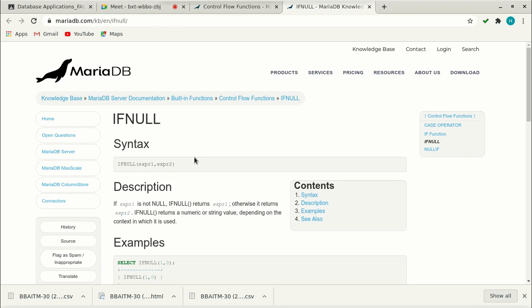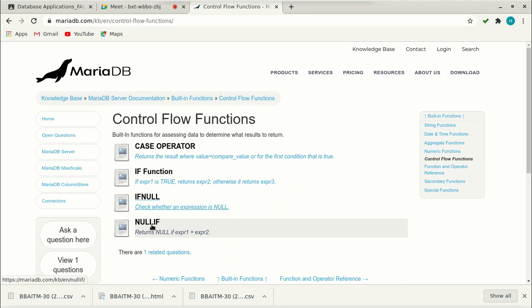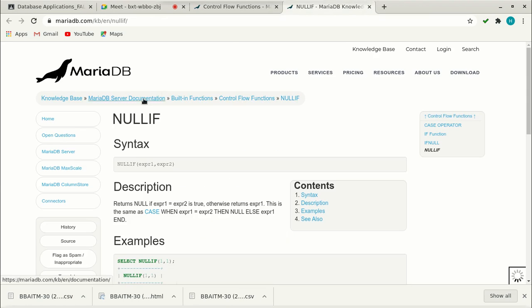And the last one is NULLIF. This is basically a condition. Returns null if expression 1 equals expression 2 is true, otherwise returns expression 1. This is the same as CASE WHEN expression 1 = expression 2 THEN NULL ELSE expression 1. Okay, so basically this function compares the value of expression 1 with expression 2. If both the values are same, it returns a null value, and if they are not same, it returns the value of expression 1.